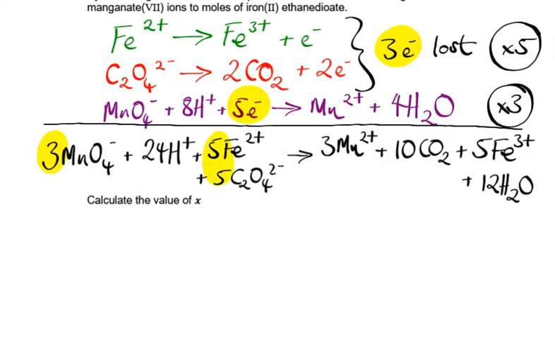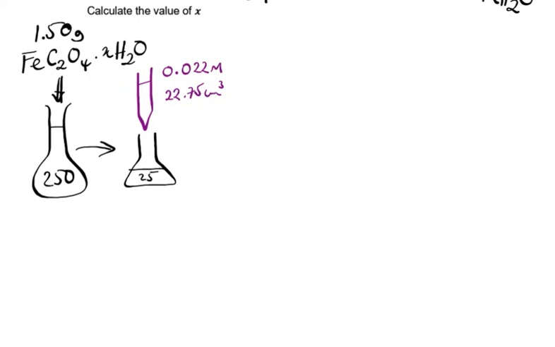Little sketch of the experiment that was done. So we can see the calculation is going to start by working out the moles of the manganate that reacted, which, using the ratio, will allow us to get the moles of our ions in here, and then we'll scale up to get the moles in here, and we'll have a mass, so we can use the moles and the mass to get the MR, which will allow us to work out X.